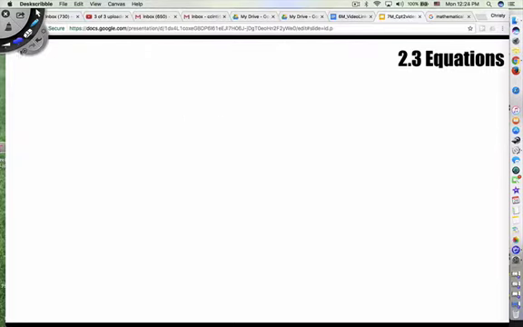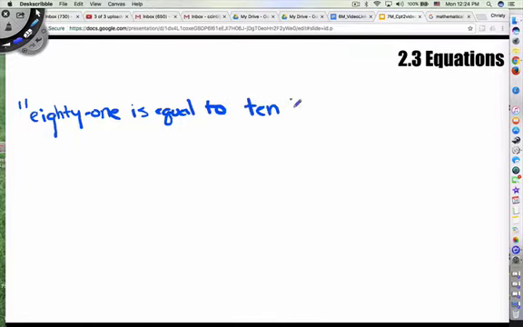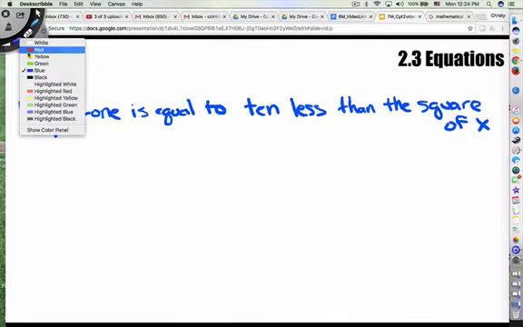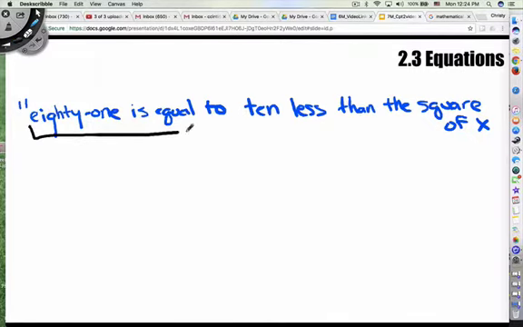And then let's go ahead and look at an algebraic one. So 81 is equal to 10 less than the square of x. Okay, so pretty straightforward at the beginning. So 81 is equal to.